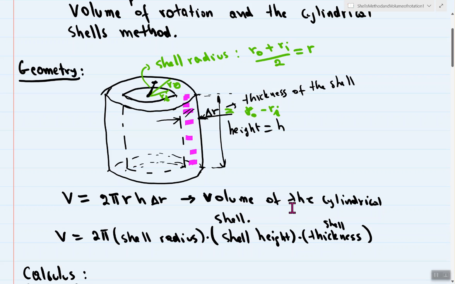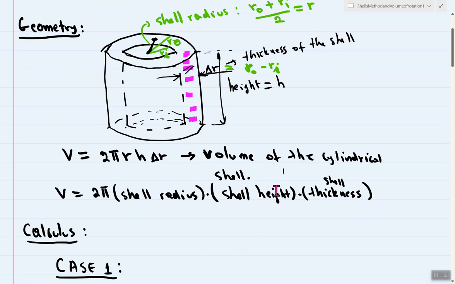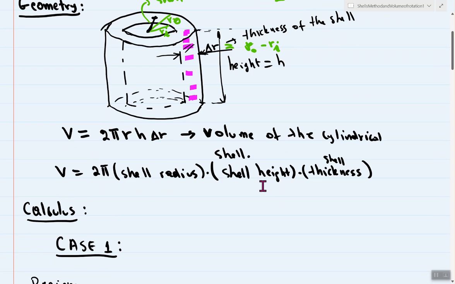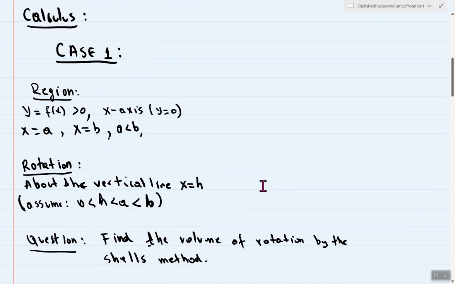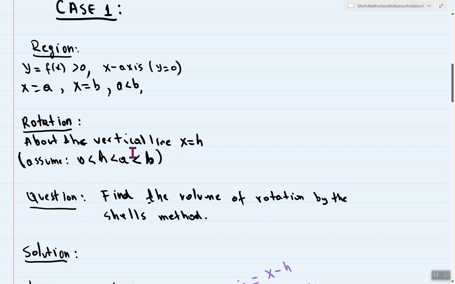So this is a concept coming from geometry. We're going to use the same concept to understand calculus. So we go to calculus now. We want to discuss case 1. First we have the data for the region. They give us the region that's bounded by y equals f of x greater than 0, the x-axis, which has the equation y equals 0, x equals a, x equals b, and a is less than b. And then the rotation is about the vertical line x equals h.